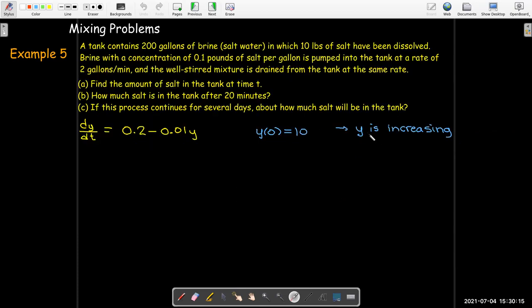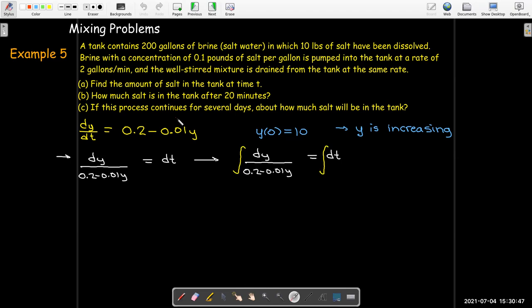Now it's important for us to know that y is increasing, and we're going to see that. That would mean that dy/dt is positive, and that means that the expression 0.2 minus 0.01y is also positive for all positive values of t. So let's go ahead and separate the variables here. I have to divide both sides by 0.2 minus 0.01y and multiply by dt.